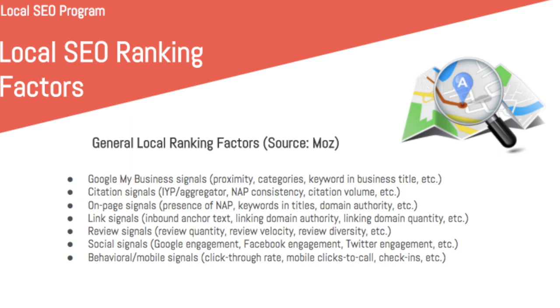And then a second ranking factor would be citation signals. What's really important is building multiple citations with your correct name, address, and phone number. So that's your NAP. So you want to have consistency and you want to have a lot of citations with that name, address, and phone number consistency. And then it just drills down into some other signals as well, and just making sure that you have that authority and that NAP consistency all throughout.